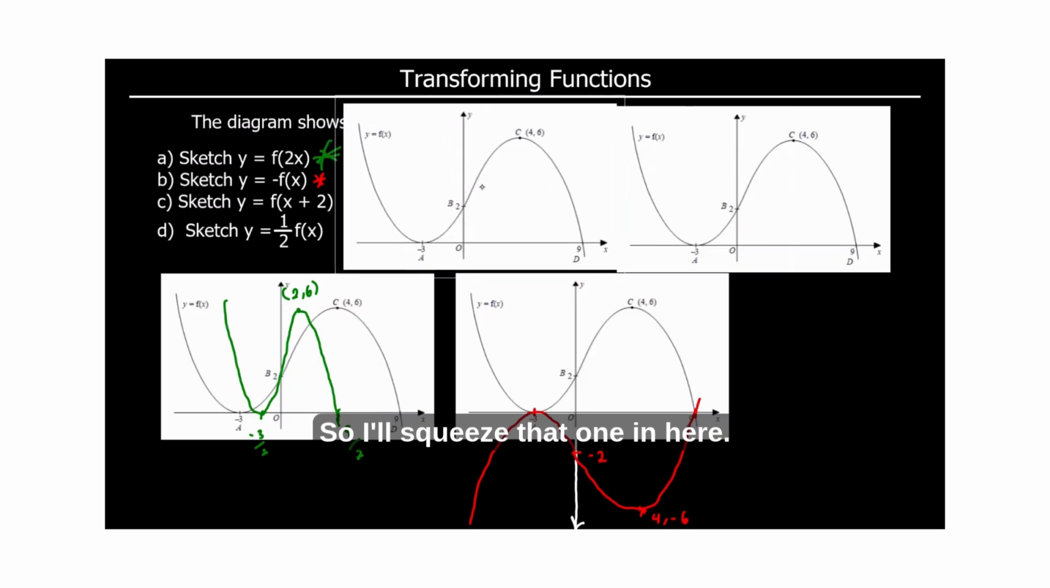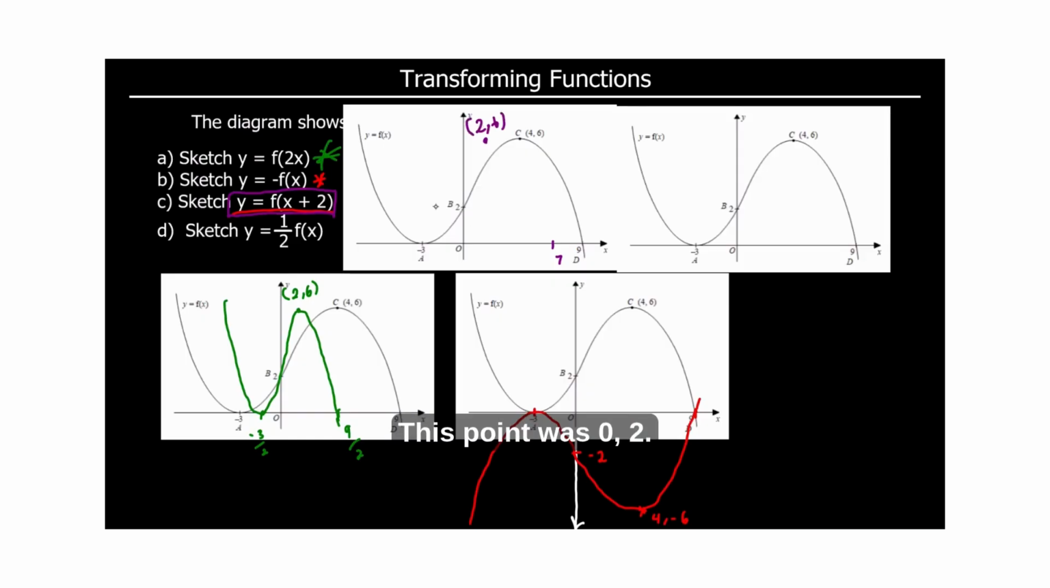So I'll squeeze that one in here. So y equals f of x plus 2. So it's inside the bracket, changing the x. It says plus 2, but we're taking away 2. So 2 spaces left. The whole graph moved 2 spaces to the left. So that'll be 7. This will be 2, 6.